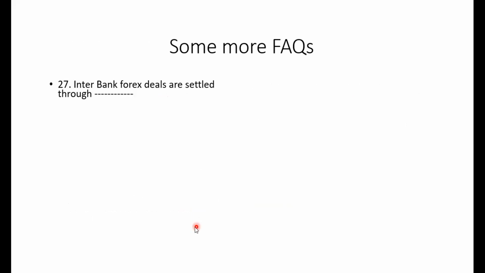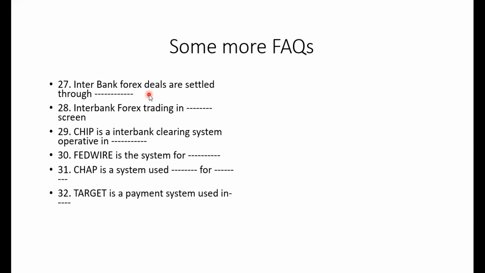Now some more FAQ. The interbank forex deals are settled through whom? Supposing within India, Canara Bank is getting dollars from Bank of Baroda. The dollar will be delivered to Canara Bank, and Canara Bank has to deliver the equivalent rupee to Bank of Baroda. That is known as interbank settlement for forex deals. And who is taking care? CCIL. I think you have to remember some questions.